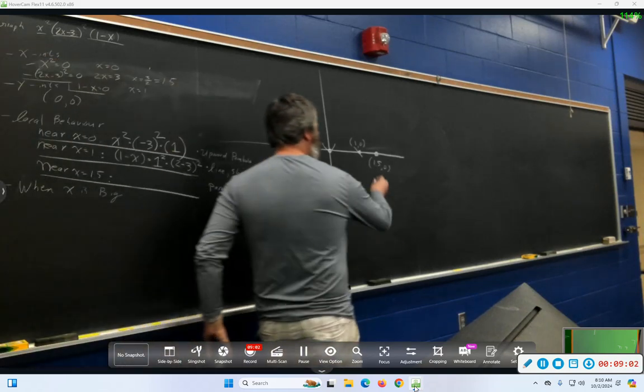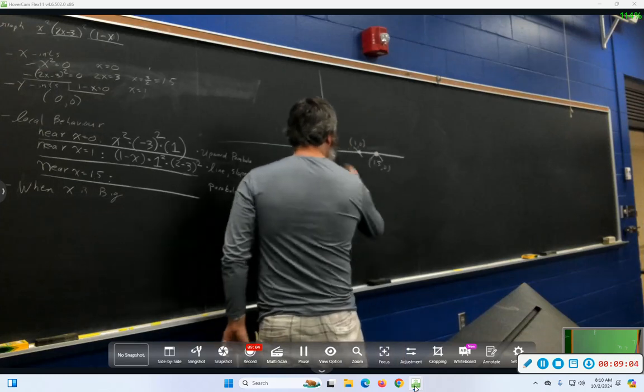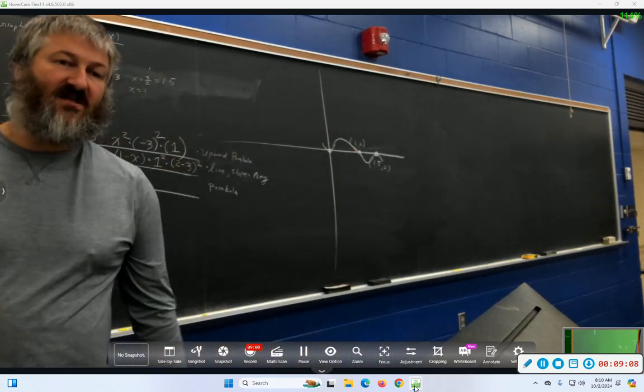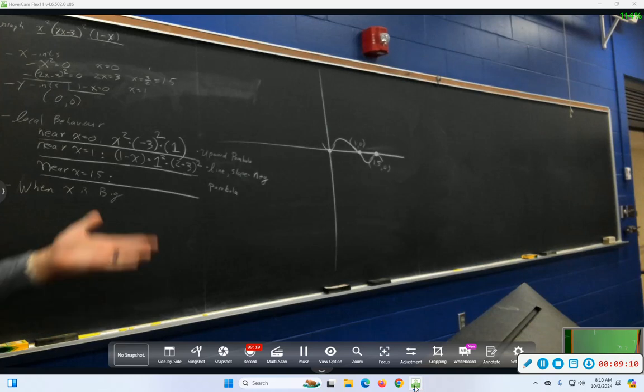So let's put the parabola there. Next step, interpolate smoothly between. So it looks like there's going to be like a hump and a valley. I have no idea how big they're going to be because I'm not checking that.